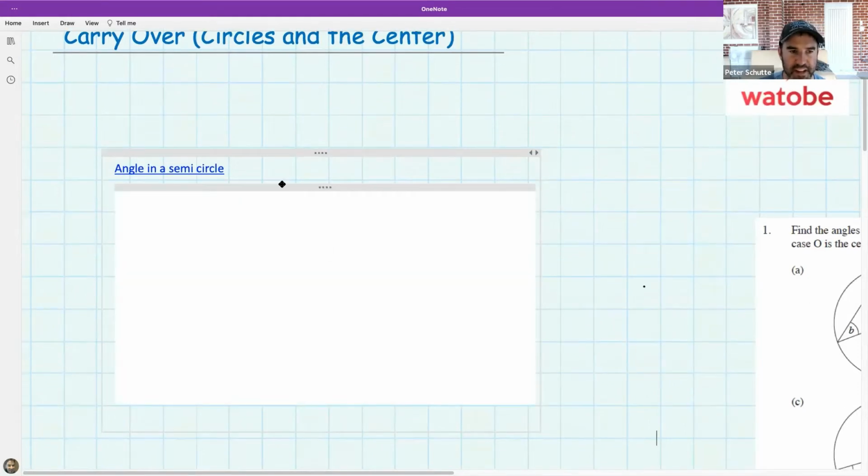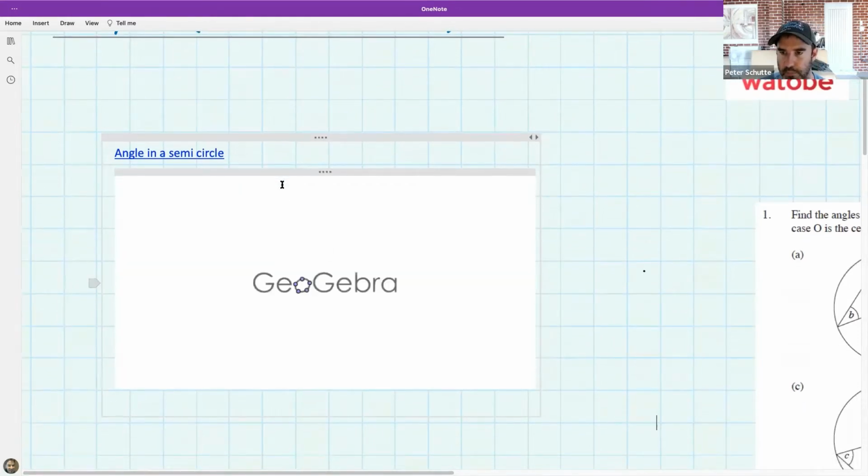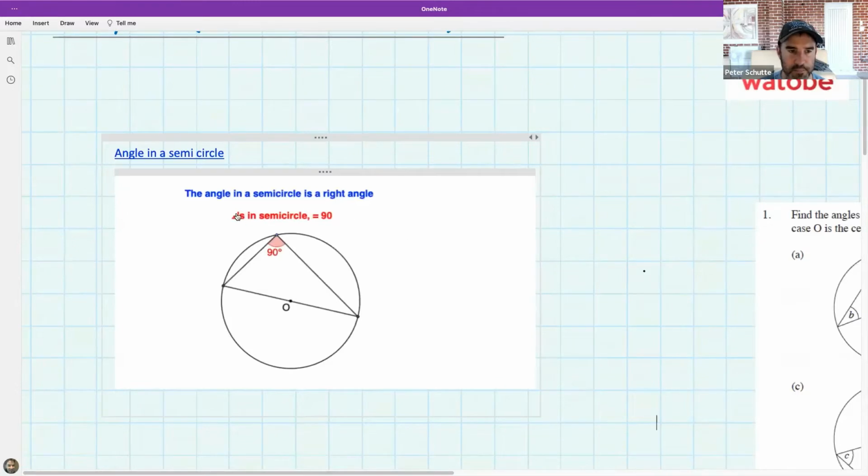So another fact that we need to talk about and learn about today is something called an angle in a semicircle. Now, what is a semicircle? Well, a semicircle is half a circle. So if you imagine a diameter cutting a circle in half, then what you have is a semicircle. However, if you have a diameter and it's making an angle at the circumference, it will always be 90.